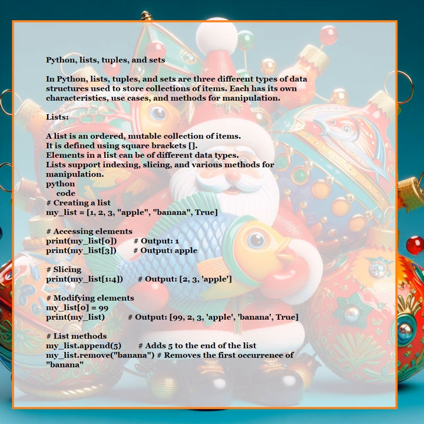# Modifying elements. my_list[0] = 99. print(my_list) # Output: [99, 2, 3, 'apple', 'banana', True]. # List methods. my_list.append(5) # Adds 5 to the end of the list. my_list.remove('banana') # Removes the first occurrence of 'banana'.